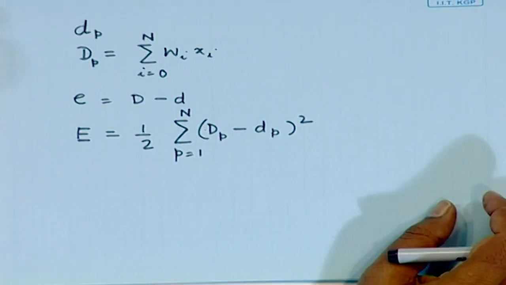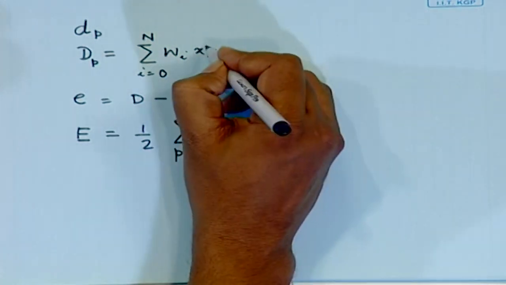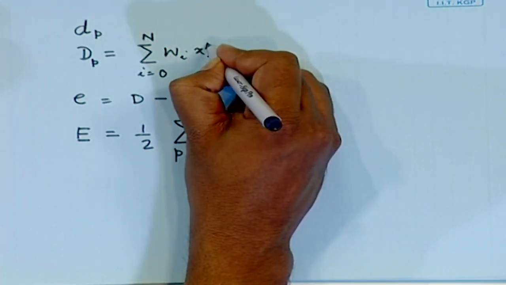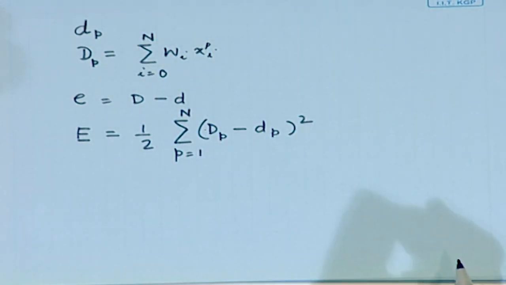Pardon? X is the input vector. Yeah. Xi is different for different patterns. Yeah. You mean to say that I should put it like this? Does it really matter? Okay.